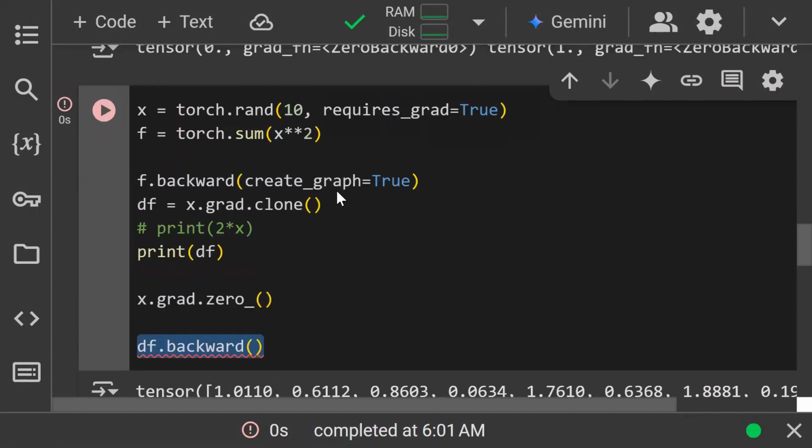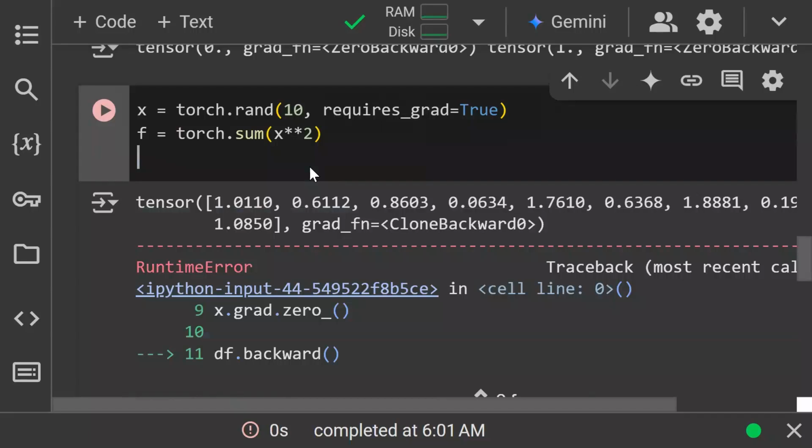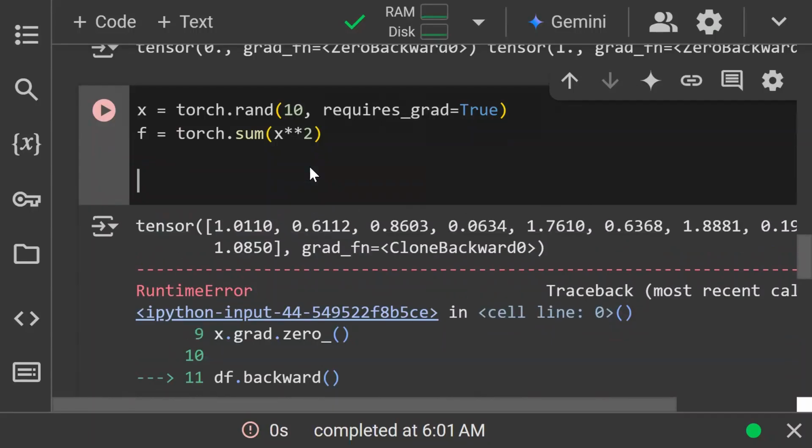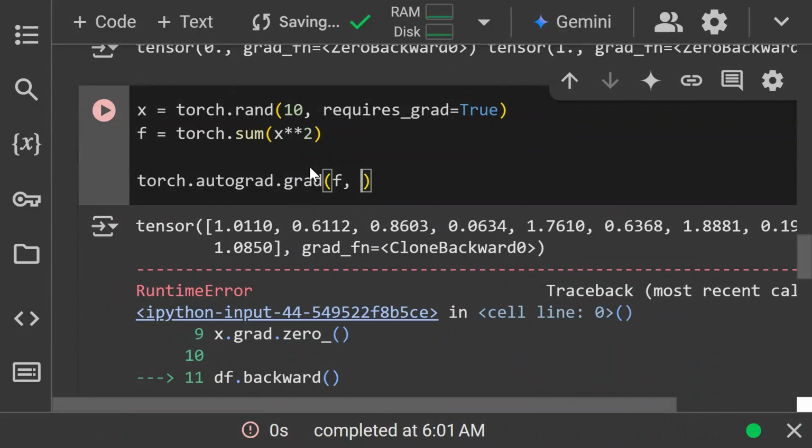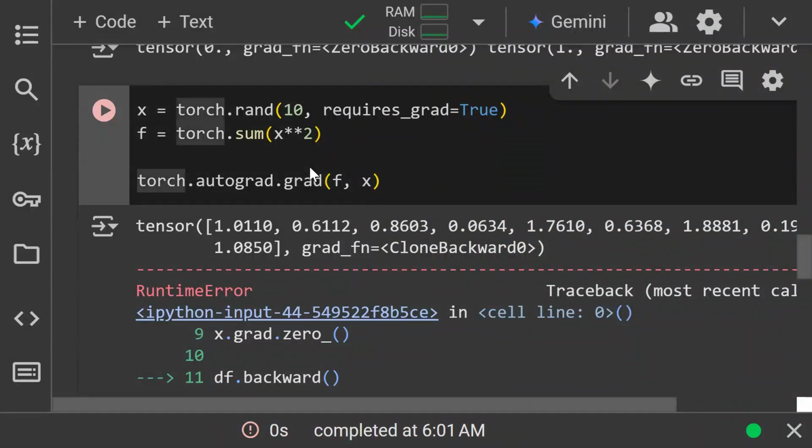So instead, a more desirable and more versatile way of computing the gradient is, instead of calling backward, you could do torch dot autograd dot grad. And then the name of the function that you want to take the derivative of, and then the variable. And that I'm going to call grad.